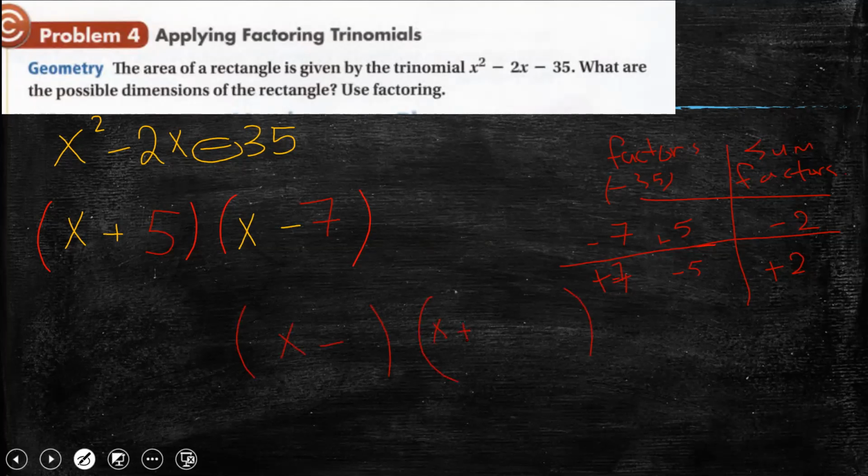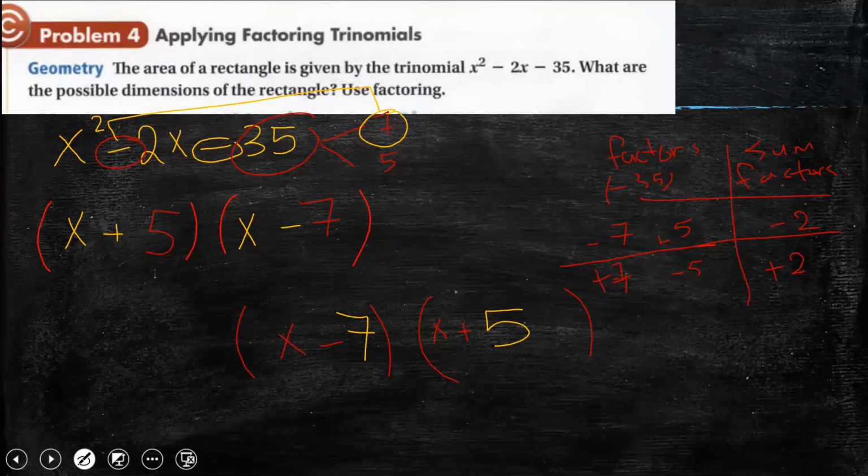Then you ask yourself, 35 is 7 times 5, is it right? Yes. Since the sign here is negative, which is the greatest, 7 or 5? 7. So after you say it is 7 and 5, since the sign here is negative, the negative sign will be with the greater number.